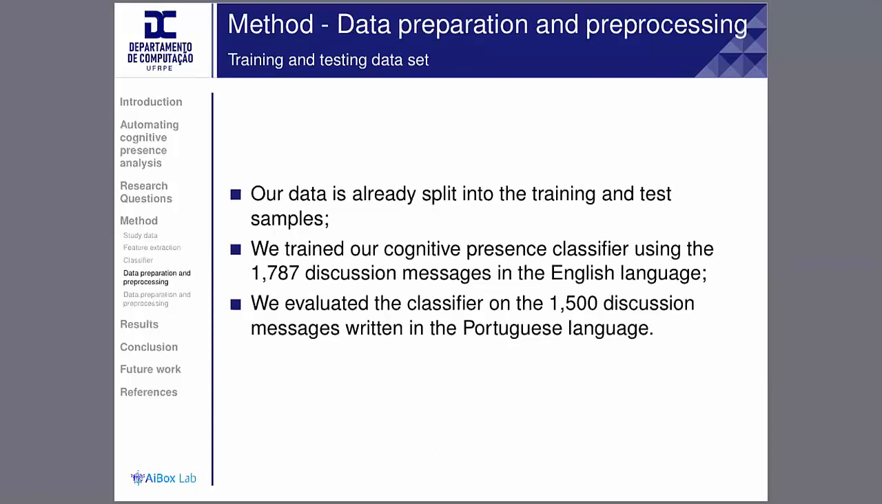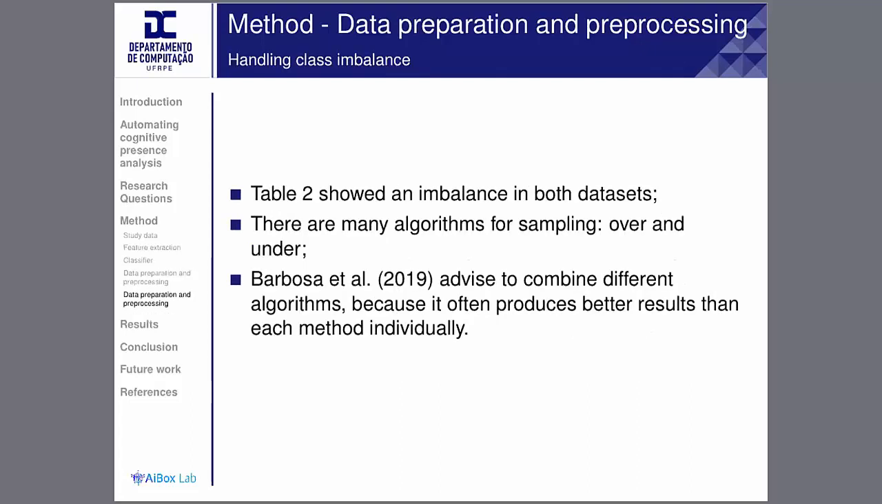About the data preparation and preprocessing, focusing on the training and testing datasets: our dataset is already split, because we are training our classifier on the English dataset, and we are testing the classifier on the Portuguese one. Regarding the imbalance problem, table 2 that I showed you earlier showed that both datasets are imbalanced.